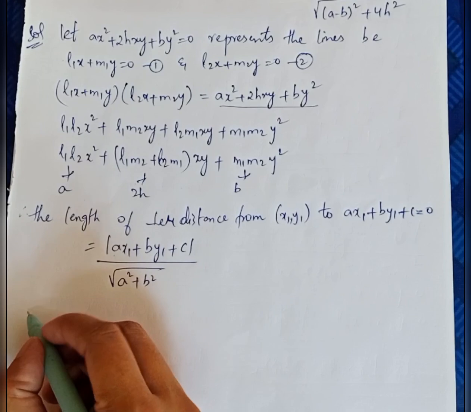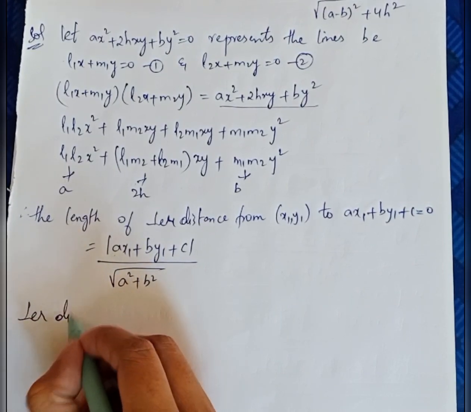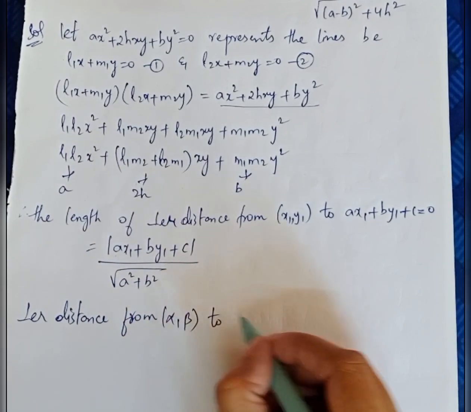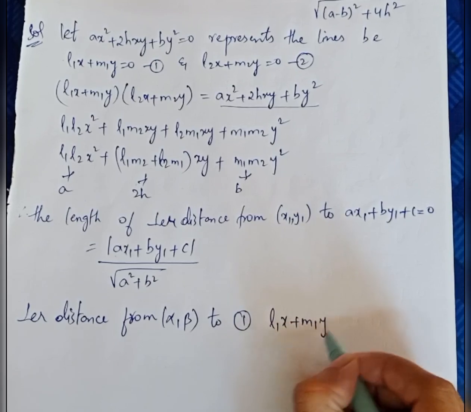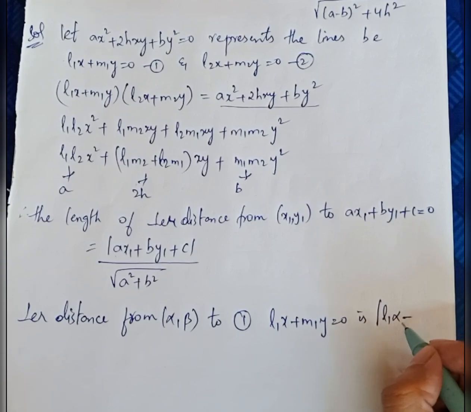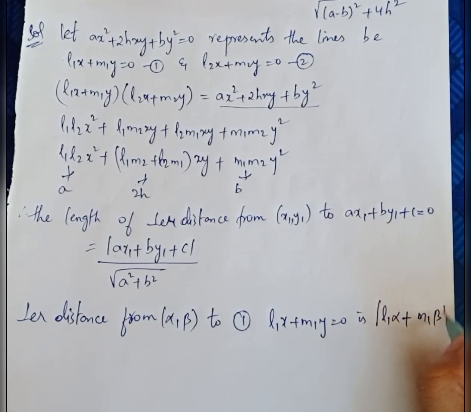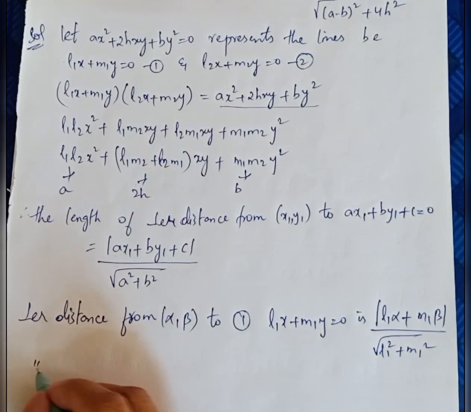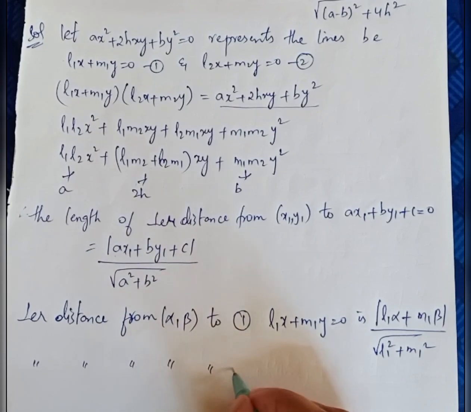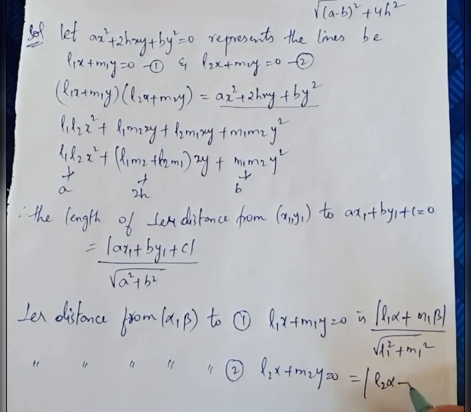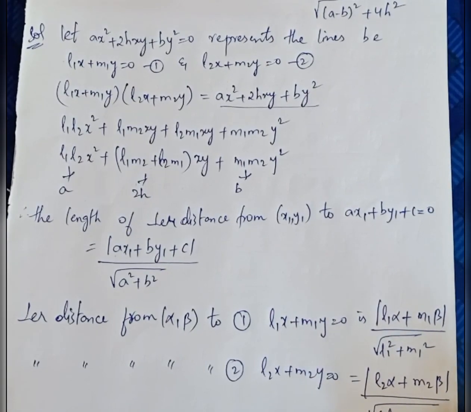So the perpendicular distance from (alpha, beta) to the first line, that is L1x + M1y = 0, is |L1 alpha + M1 beta| by root of L1² + M1². Similarly, the perpendicular distance from (alpha, beta) to line 2, L2x + M2y = 0, will be |L2 alpha + M2 beta| by root of L2² + M2².